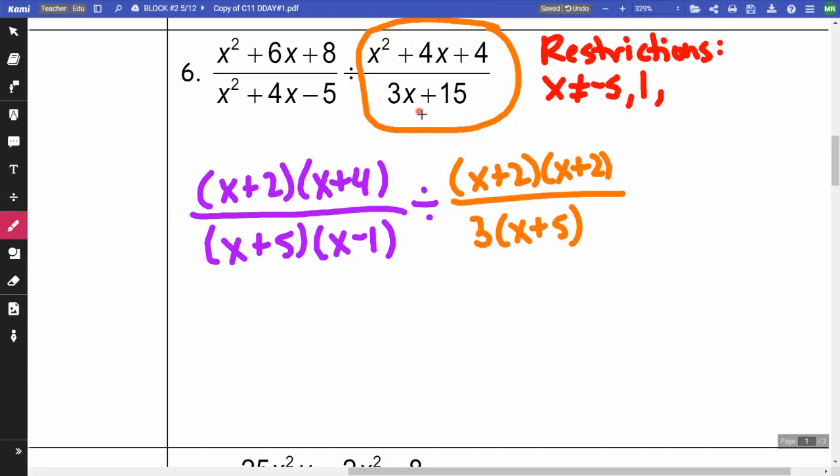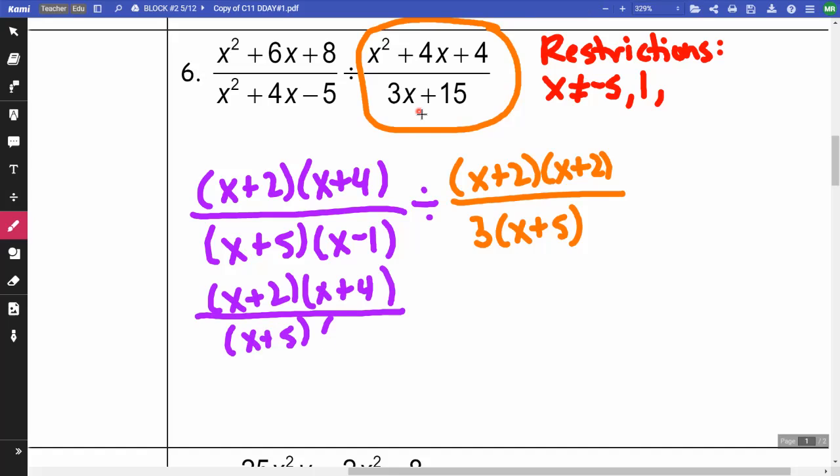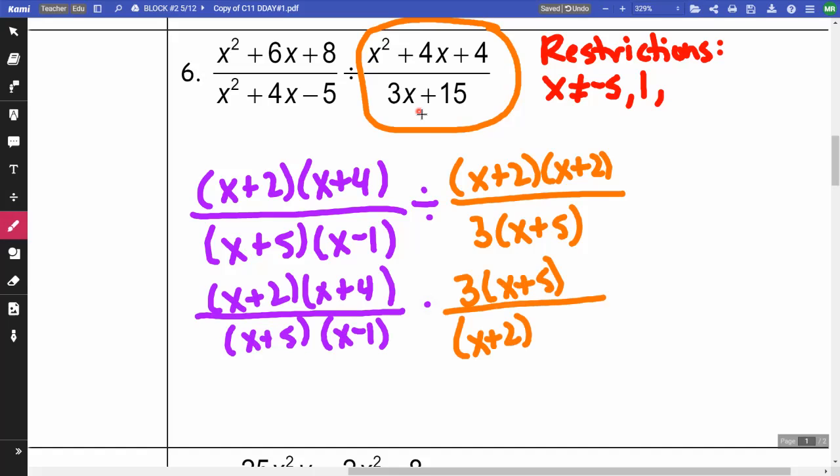And then I'm going to have to rewrite this. I'm going to flip it. So again, I'm only flipping the one that's orange, the one after my division. So this is going to still be an x plus 2, x plus 4. This is going to be an x plus 5 times x minus 1 times, and then again, I'm going to flip the orange one. So my 3 times x plus 5 comes on top. And on bottom, I'm going to have an x plus 2, x plus 2, which means I have another restriction, -2. X cannot be -2.